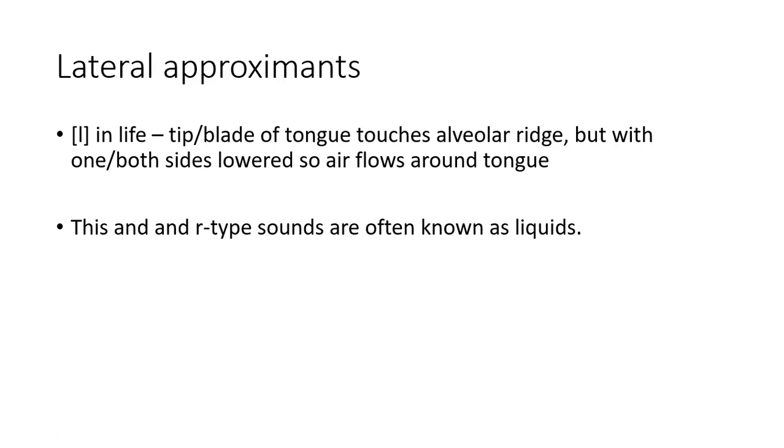So if we think about l for life, then the tip of the tongue, the blade of the tongue, is on the alveolar ridge, but it's got one or both sides lowered. Try it and see what your tongue does. L. I think only one side of my tongue is lowered. It's quite individual. And air can get around the tongue because of that. We've only put one side up, so the air is able to go around the other side. This and the r type sounds often get known as liquids, so be prepared to see that liquids means that kind of English r and l.